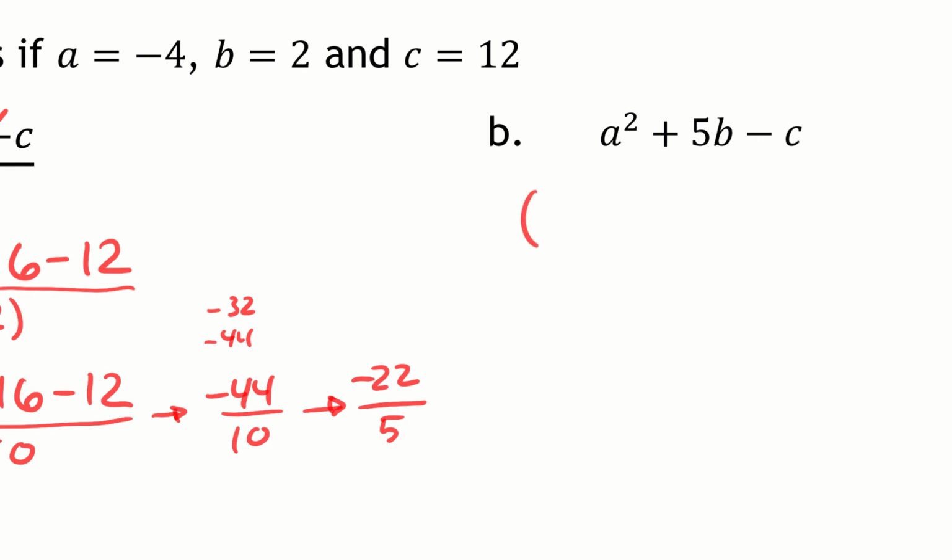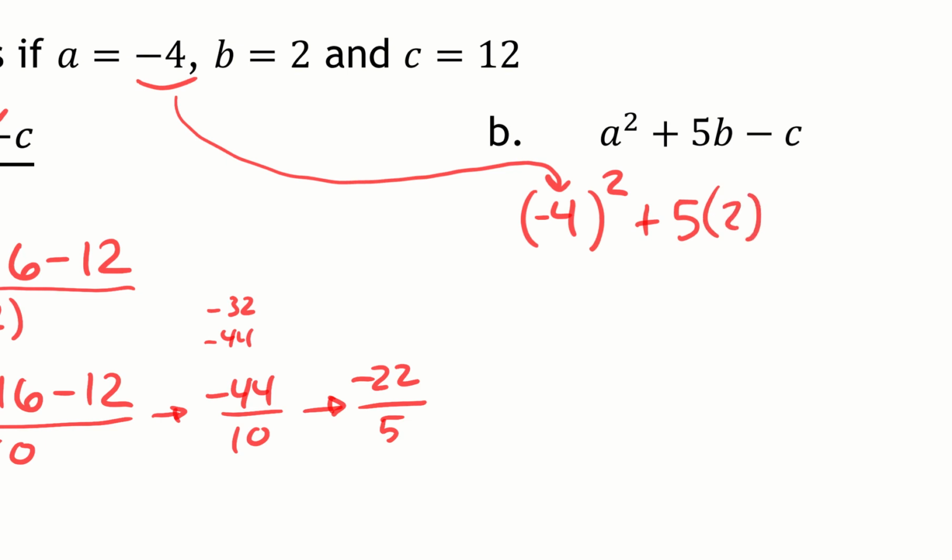Our book has said this: it's really advisable when you're evaluating expressions to use extra parentheses. So I'm just going to say, here is negative 4, right? All of A is placed exactly in those parentheses, and I'm going to square that. Writing it down this way indicates very clearly that this is negative 4 times negative 4, which is positive 16. And then I've got plus 5 times 2, and then minus 12.